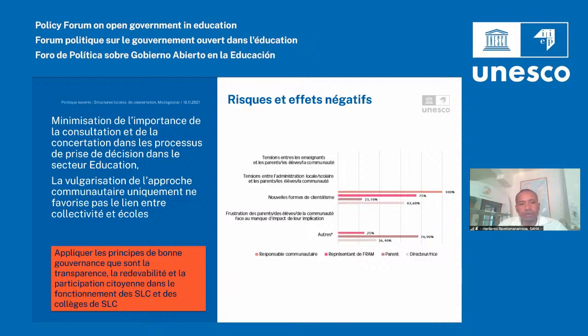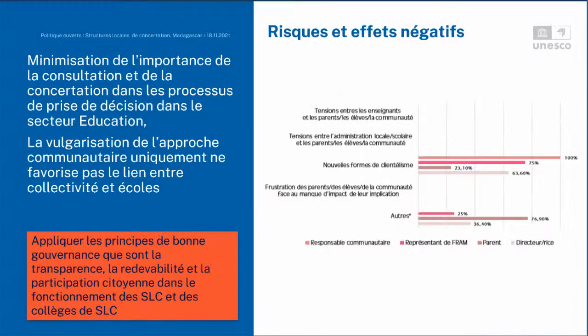So what are the risks or the negative effects that we can anticipate or that we can manage in terms of the LCSs? First of all, the general trend, and that's why we're here, is to minimize the importance of consultation and dialogue in decision-making processes in the education sector. And just as a side story, the SMCs in Madagascar are made up of representatives of the communities and education officials from each school. So why is the community represented? Because it performs a very important function in Madagascar in education and in the development of education.